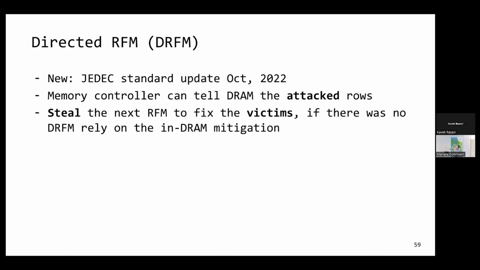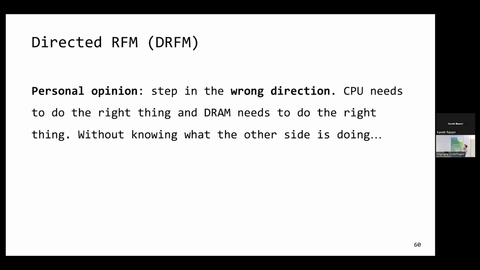This is still very new, right? Unclear who will implement it. But I have, again, an opinion. I think this is a step in the wrong direction, and the reason is that now the CPU needs to do the right thing. It needs to figure out what row is being attacked. The DRAM needs to do the right thing too, because the CPU may not always send these DRFMs. And both of these need to do it without knowing what the other one is going to do, right? We have an all-to-all problem. There are multiple DRAM vendors, there are multiple CPU vendors, right?